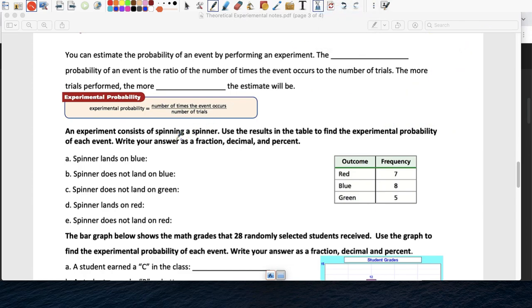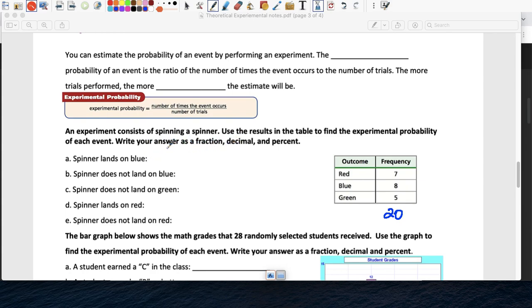Okay. So an experiment consisting of a spinner, they actually did it. It came out red 7 times, blue 8, green 5. So there's a total of 20. So the experiment was done 20 times. Write your answers as a fraction, decimal, percent. God, I hope you just wrote 1. That's fine. I should have said something.